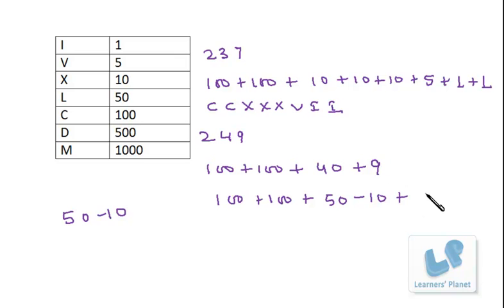And how do I write 9? It is 10 minus 1. Okay, you just put an underline over here. So you'll be clear that you have to represent that 50 minus 1 in symbols. Okay, now it's 100 is C, this 100 is C. 50 minus 10, that is I have to write X before L. X before L. Okay. And what about 10 minus 1? I have to write I before X. Okay, so it's C, C, X, L, I, X.